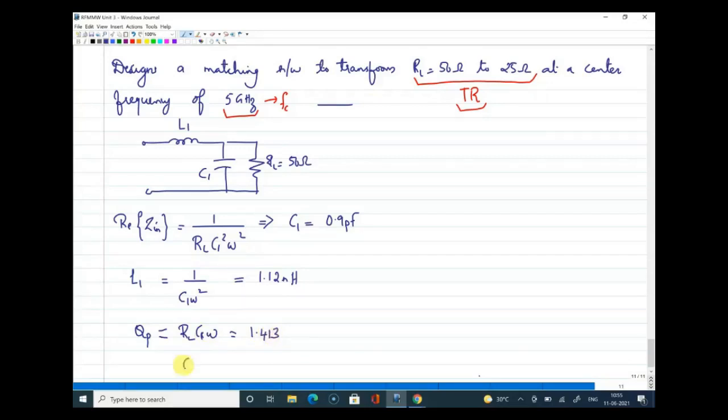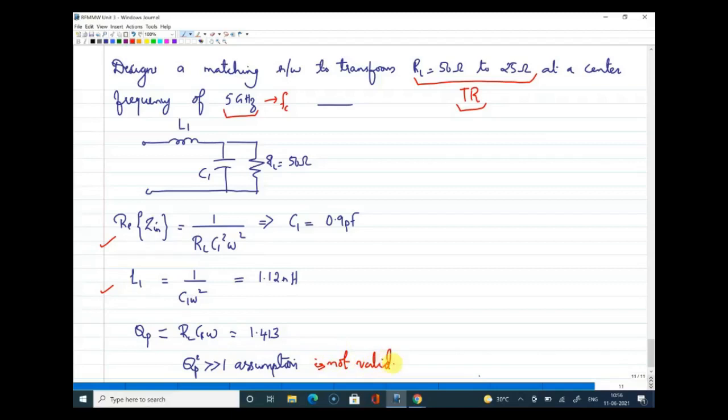That means the assumption that QP square is much greater than 1 is not valid in this case, because these two equations we have selected were based on the assumption that QP square is much larger than 1. Yes, Dinesh, it is 1.413. So this is not valid now.